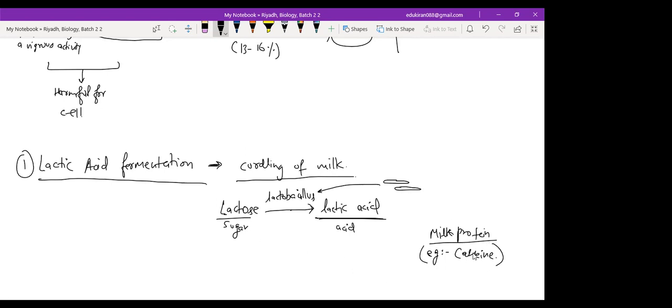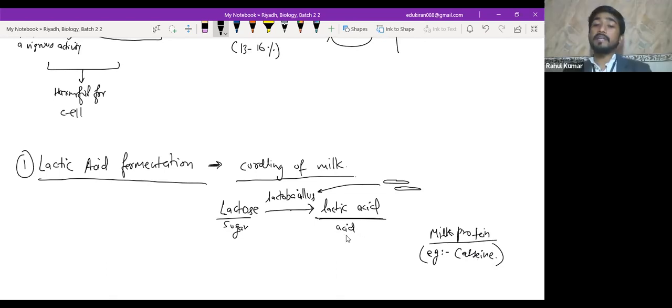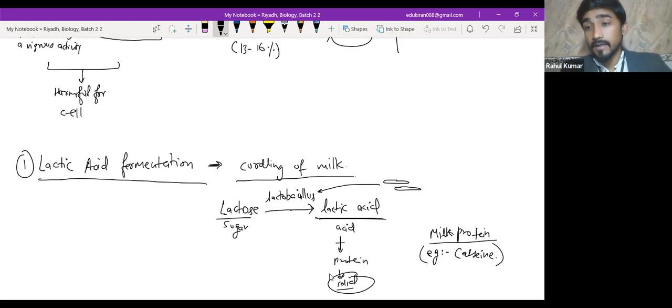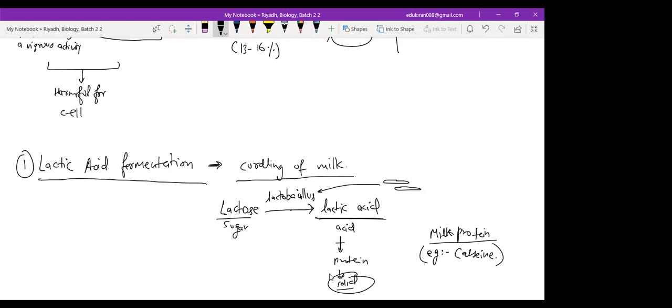Now proteins, whenever proteins interact with acid, they solidify. Acid plus protein, it becomes solid. Proteins become solid. And this is exactly what is happening in the milk. So when you convert milk into curd, we have to put an inoculum into the milk, right? At a right temperature.